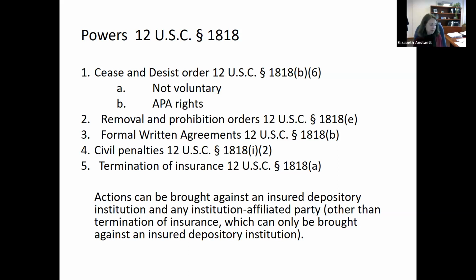Now, having all these different penalties is really seen as a sort of a positive, because prior to, I think it was 1966, termination of insurance and revoking a charter was the only action that the regulators could take. And as we've seen over time, they now have a variety of tools, including the ability, as we've talked about, to bring actions not just against the institution, but against institution-affiliated parties, which are officers, directors, and attorneys and accountants. Again, that will be something we talk about a bit more in the next module.